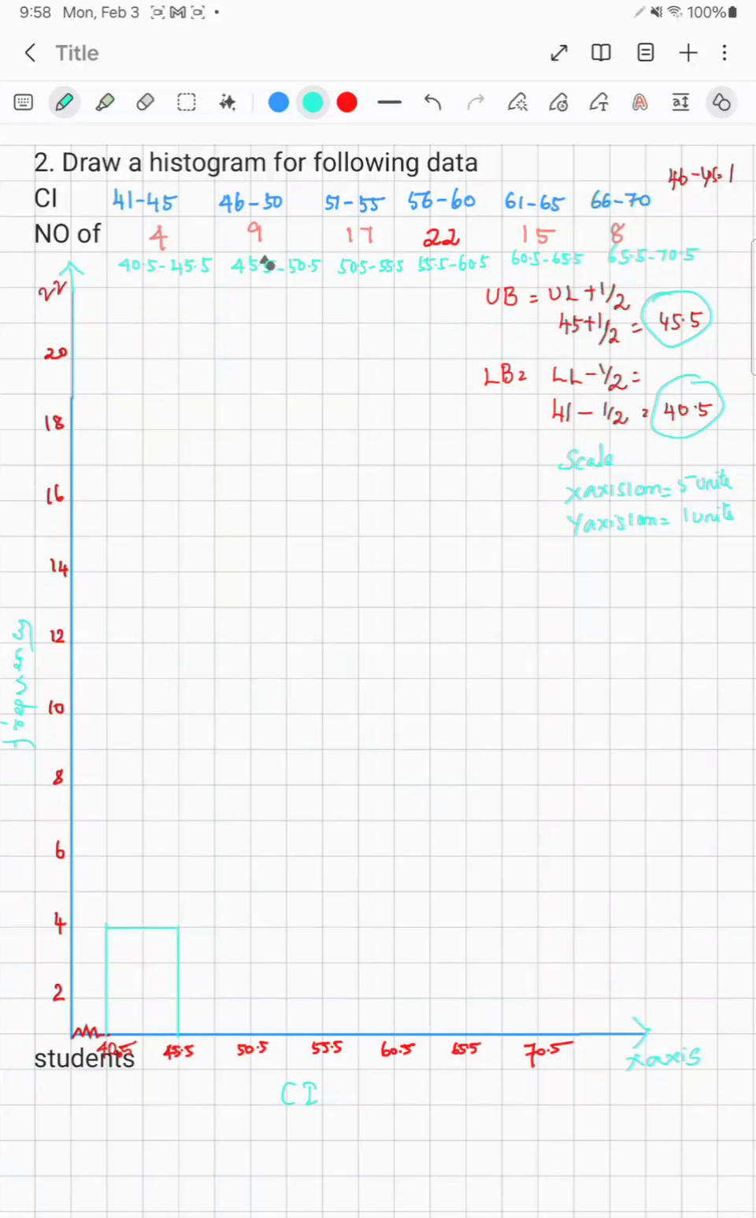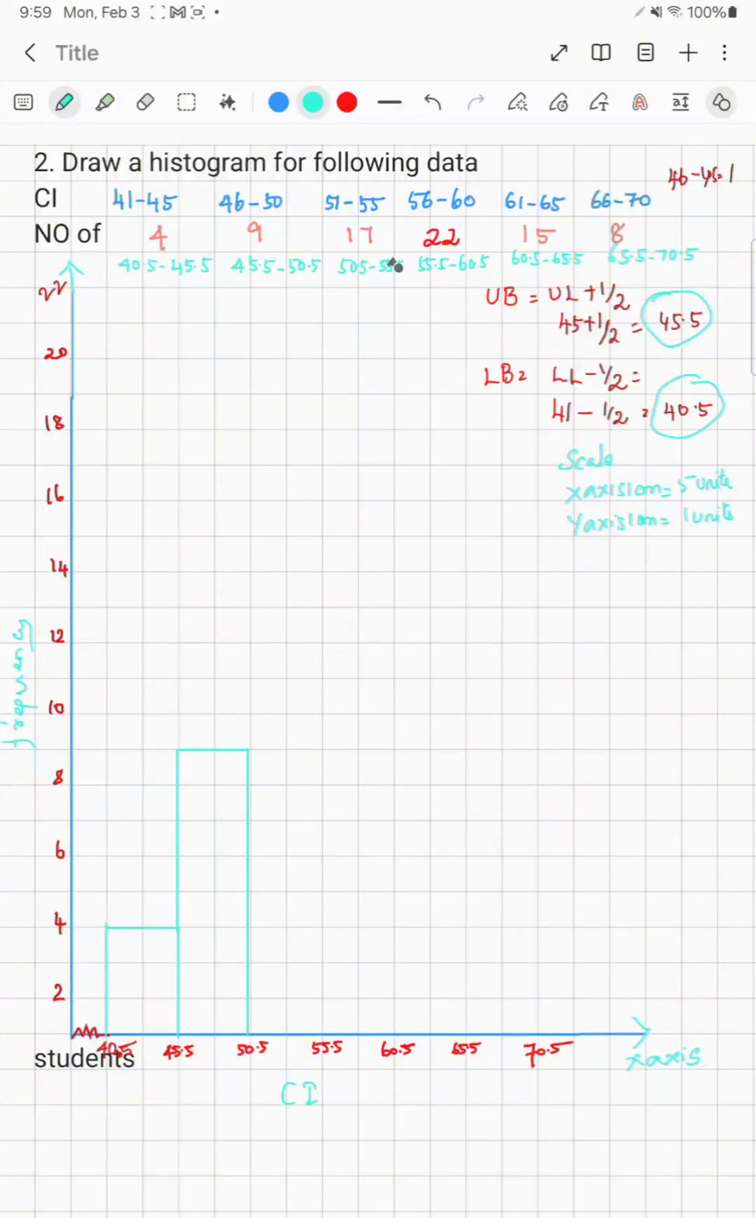Next one is 45.5 to 50.5 and the frequency is 9. Okay, here is 8, this is 9. The graph is moving outwards a little. This is 9, then draw until 50.5. So write slowly from here. Now complete the rectangle. Okay, this part is completed.